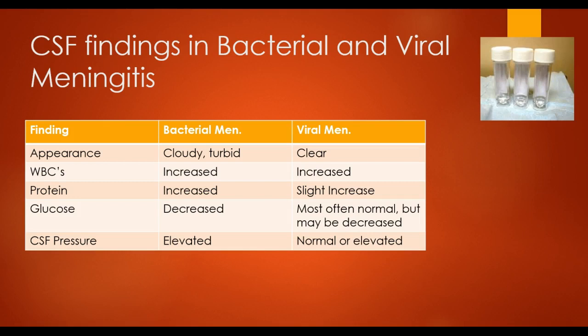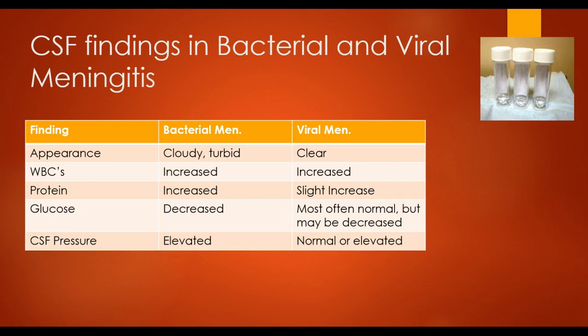Proteins can be increased in bacterial meningitis, or will be increased, and in viral can be slightly increased or not increased. Glucose will be decreased in bacterial meningitis, versus viral, where glucose is most often normal but may be decreased. CSF pressure will be elevated in bacterial, and in viral could be normal or elevated. So viral is the more obscure, more ambiguous one. But for testing purposes, if I did have you recognize that, I would be pretty clear, where it might say slight increase versus increased. Okay, so that's how we'll differentiate it there.